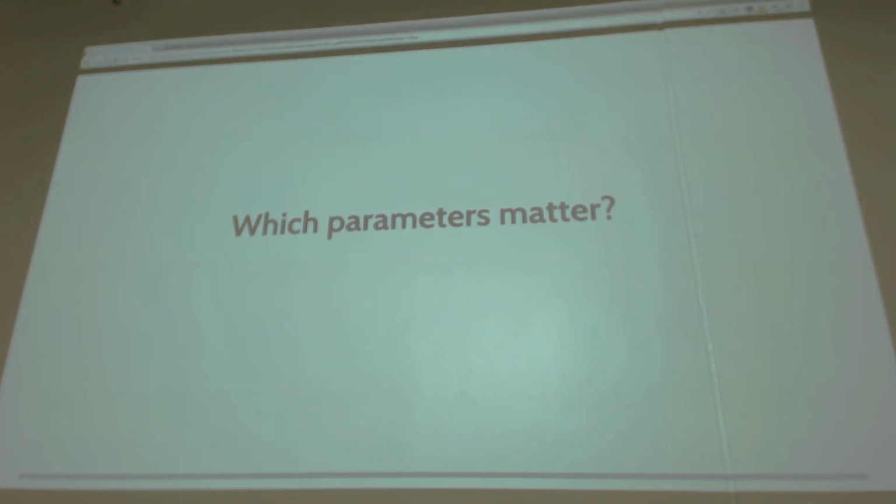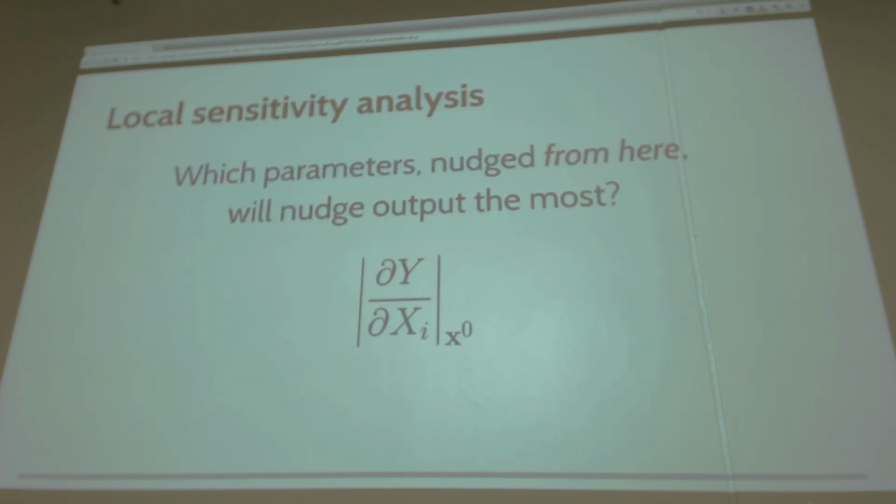So as I said, the problem statement in global sensitivity analysis is which parameters matter for some definition of matter, and what exactly that definition is is an interesting question that will occupy a big chunk of our time. The simplest way to talk about which parameters matter is when you have just a single point where all parameters are fixed and you're wondering how much the output will change if you just nudge one of these parameters a little bit. That's called local sensitivity analysis.